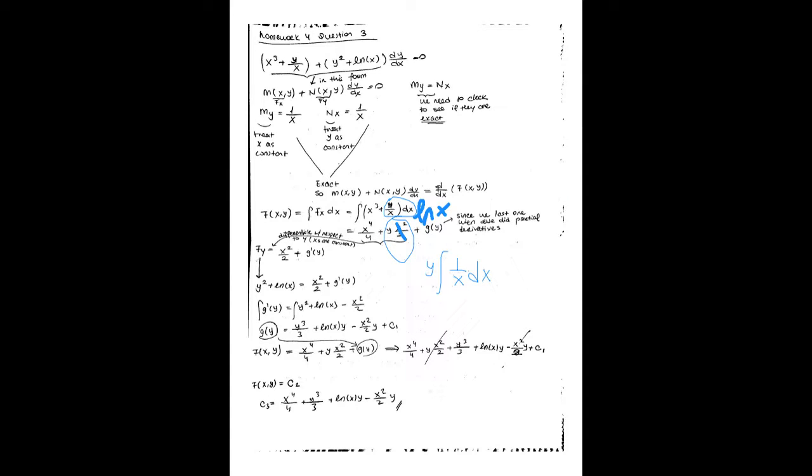And then to find f of y, we differentiate this whole thing with respect to y, and we treated x as a constant. So it's x squared over 2 plus g prime of y, and then f of y is basically y squared plus ln x.